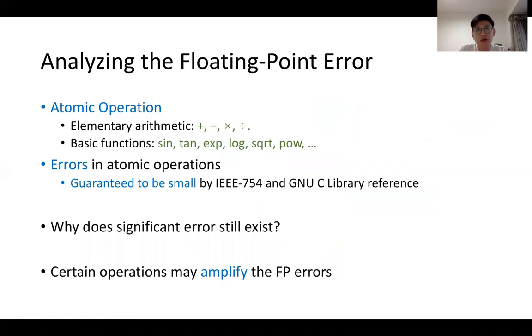We start from the components of a floating point program. A floating point program can consist of atomic operations, such as basic arithmetic and basic functions, which we define as atomic operations. And we also know that the errors on these atomic operations are guaranteed to be small by some definitive documents. So why does the significant error still exist? We find out this is because the error is not just introduced and propagated through these operations, but also significantly amplified by certain operations.